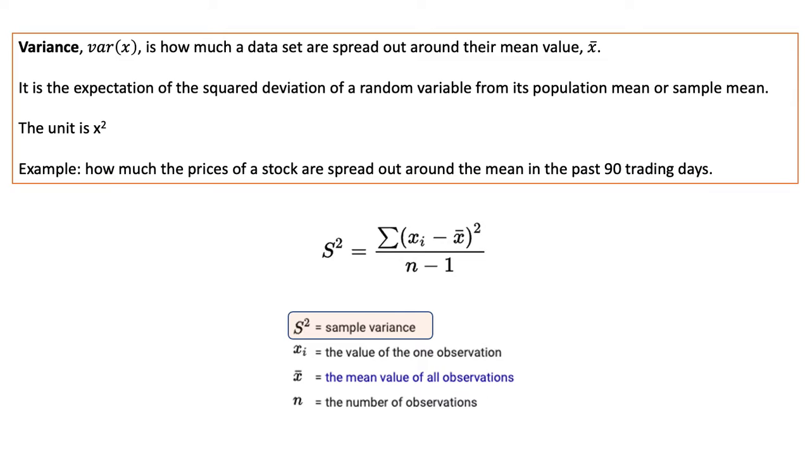First, variance. Variance is how much a dataset is spread out around its mean value. And here is a formula for the sample variance. Importantly, the unit of variance is S squared.